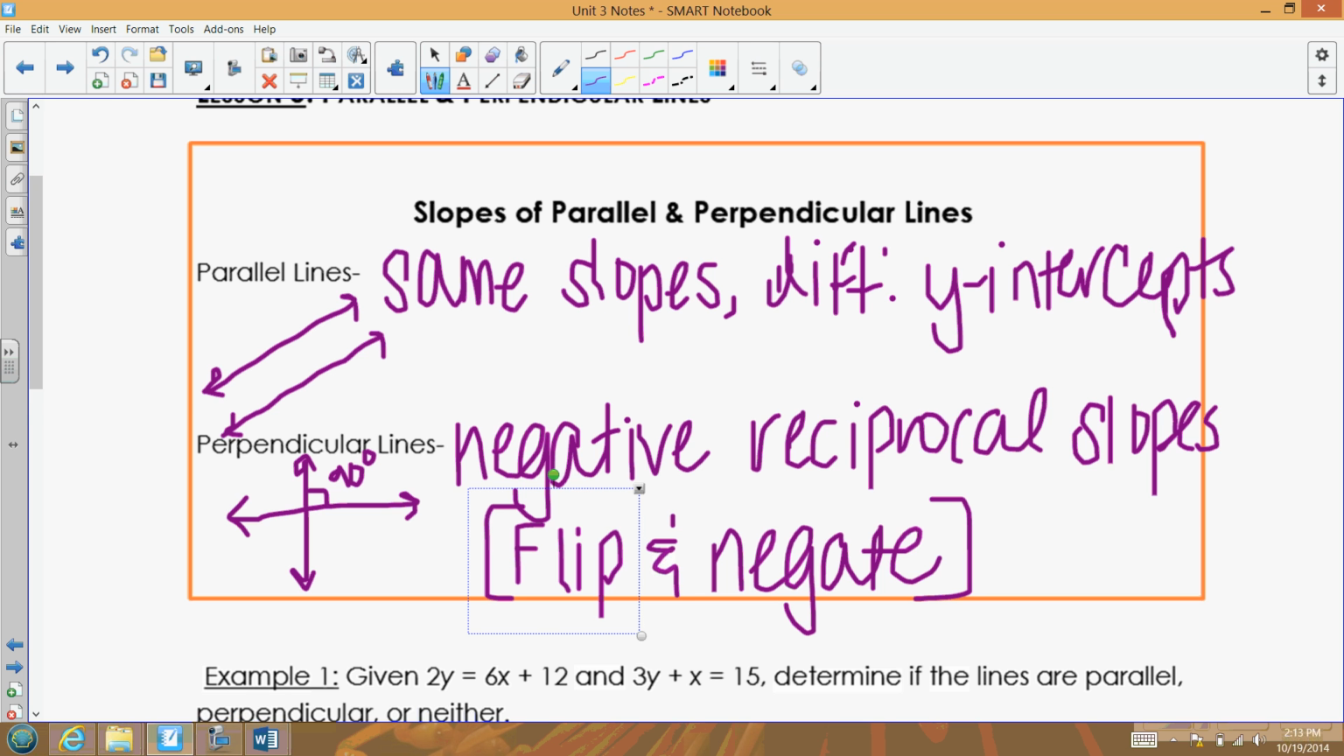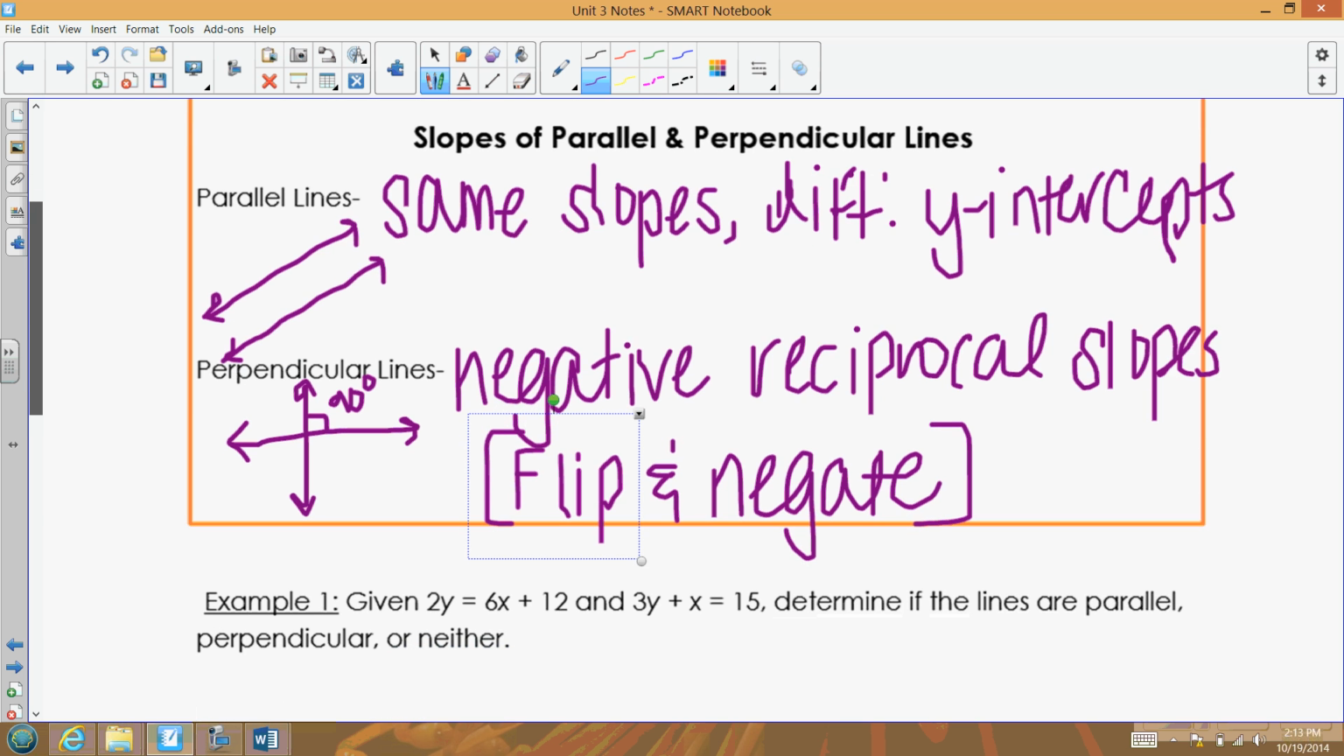So reciprocal, remember, means to take a fraction and flip it, and then negative means if it's positive, it's going to become negative. If it's negative, it's going to become positive. So an example of a perpendicular slope would be, if I have 2, the perpendicular version of that would be flip it. Remember, any whole number is like over 1. So flip it, it becomes 1 over 2, negate it, it becomes negative 1/2. So these two slopes would be perpendicular.